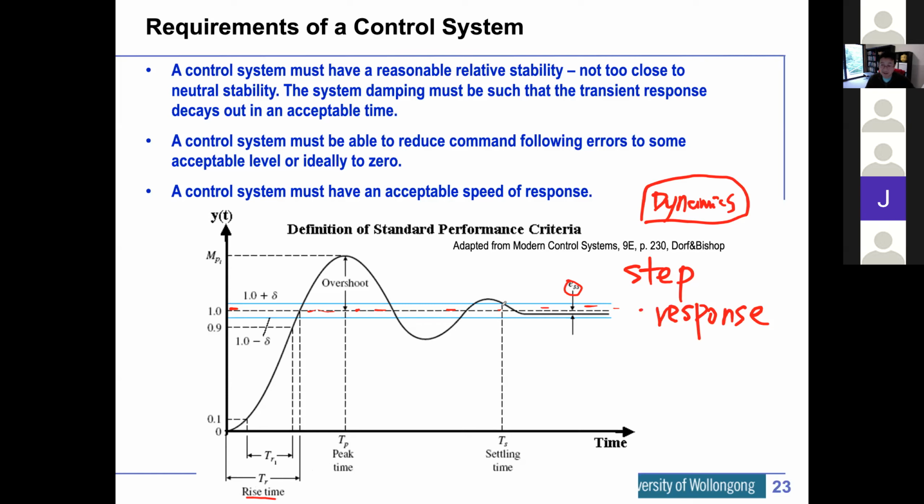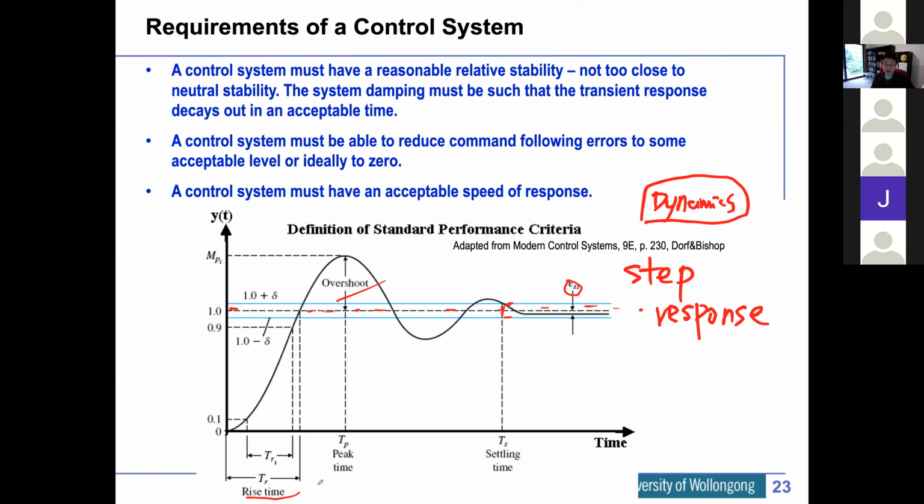And there's a setting time. This is how long it takes for the system's output to get within a small error range of the input. After that time, the output will be within that blue band. So if you look at these things, particularly the overshoot and rise time.